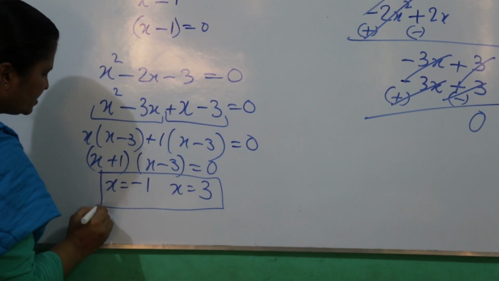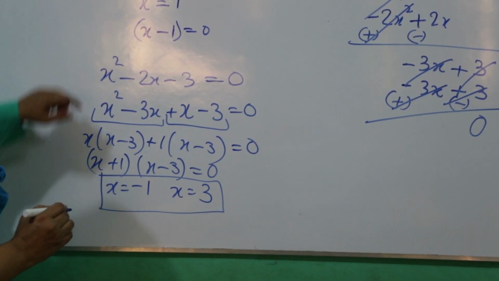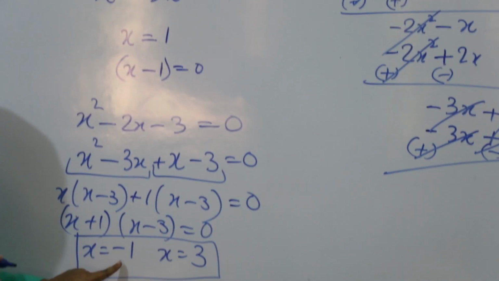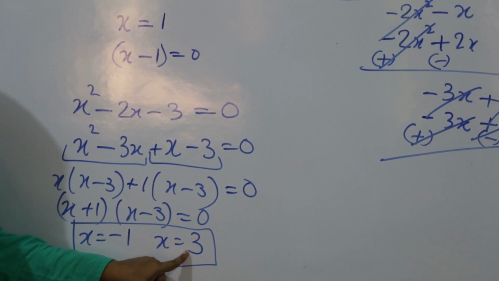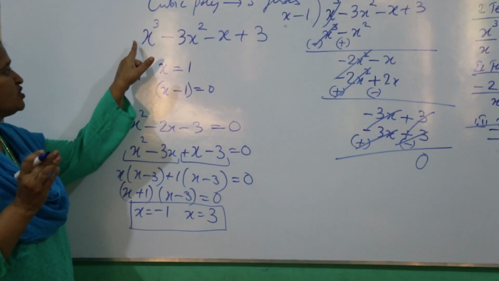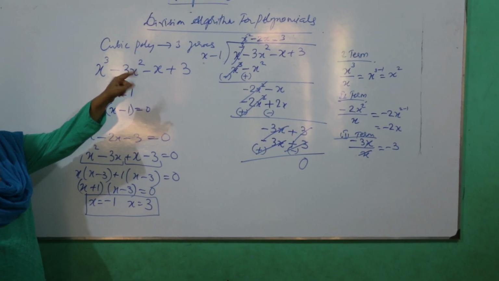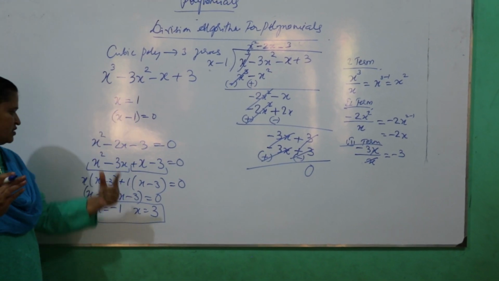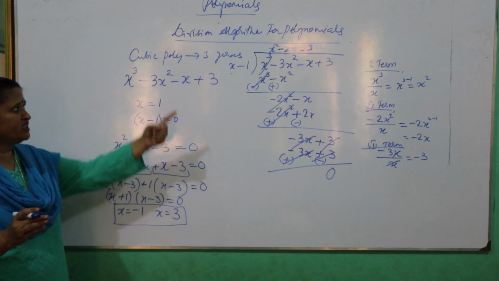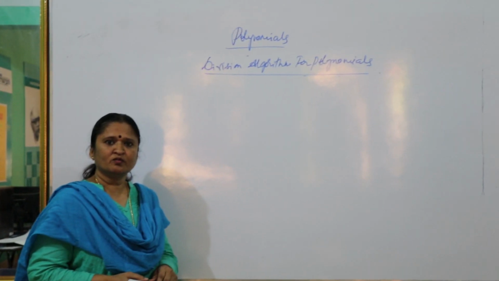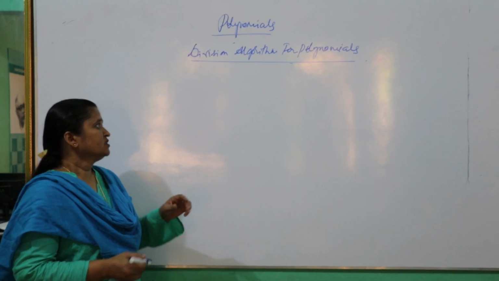So what did you get, children? We already had 1 zero, which was 1. The other two zeros are minus 1 and 3. So we got 3 zeros of this cubic polynomial, because we can get at most 3 zeros. 1 is given, 2 we found. Using this, understand the division algorithm for polynomials.